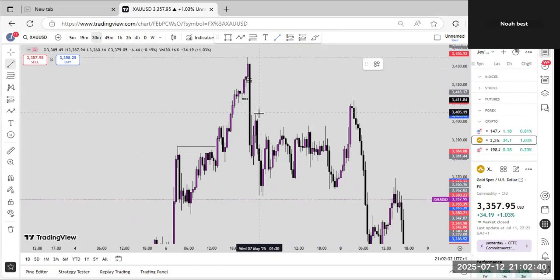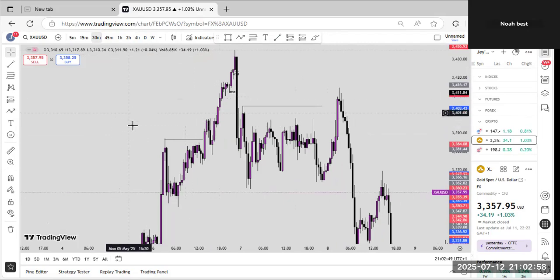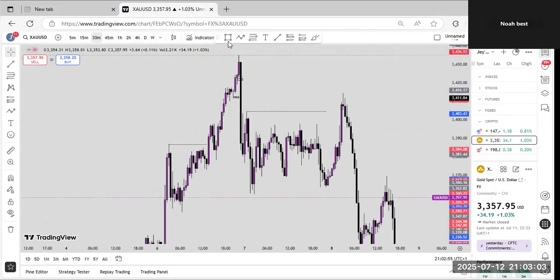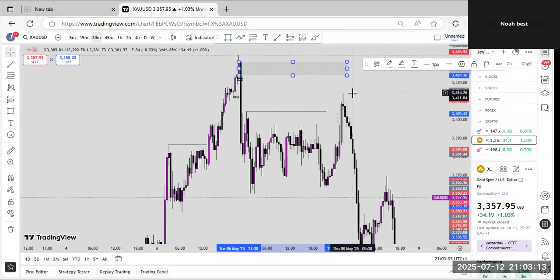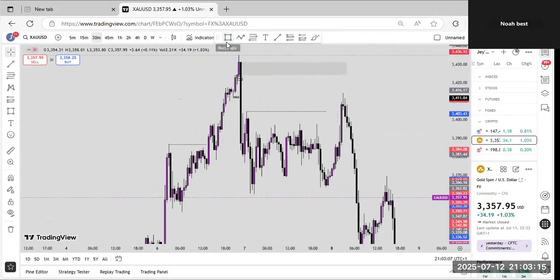But how do we maximize this opportunity? The second thing is our inducement. Our inducement is from this particular zone. This is our inducement. Then the third thing we are looking out for now is our point of interest, which is either our order block or our breaker. So if you look at this, you will see 2 points of interest here. This first one here is our order block. Then you will see a breaker block here.